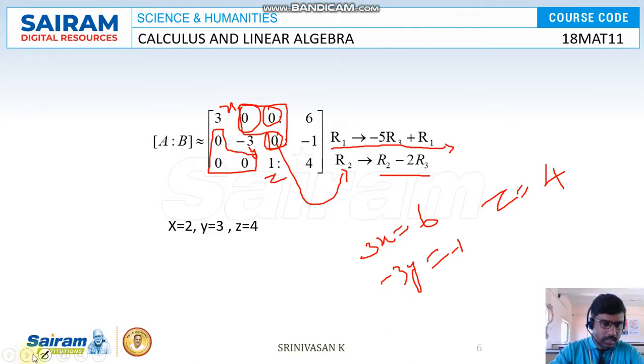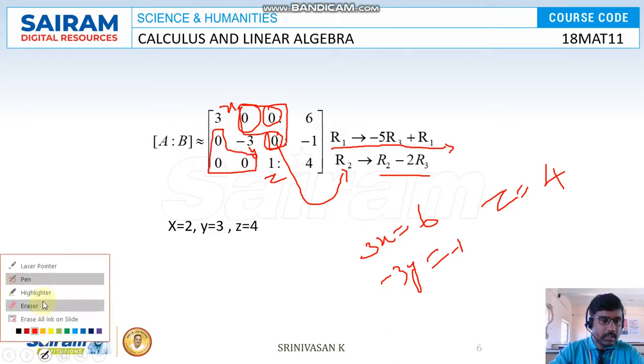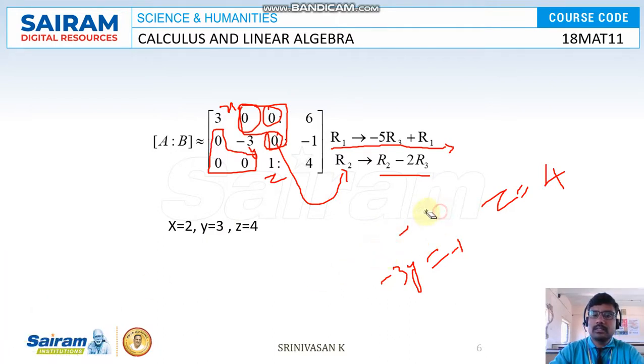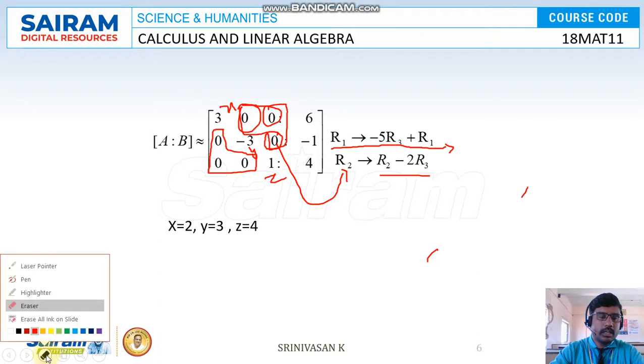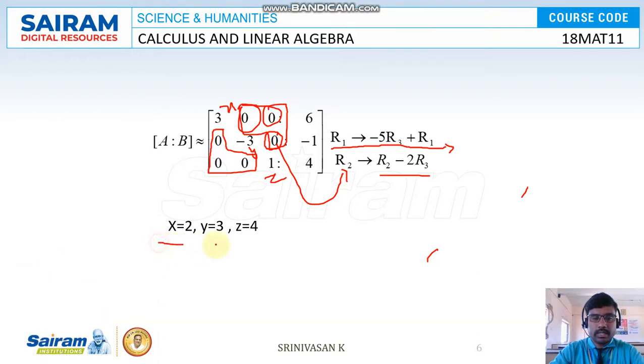So clearly x equal to 2 and y equal to 3 and z equal to 4. So x equal to 2, y equal to 3 and z equal to 4. So this is the solution of the equation.